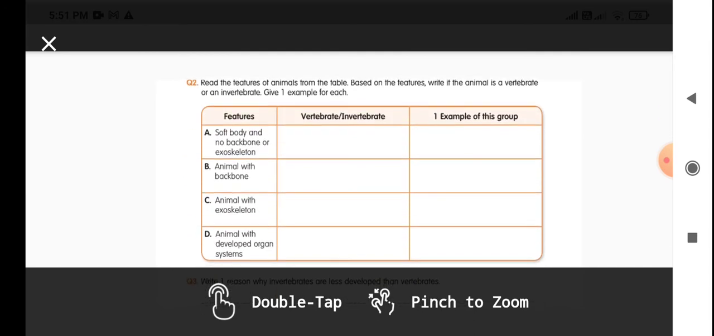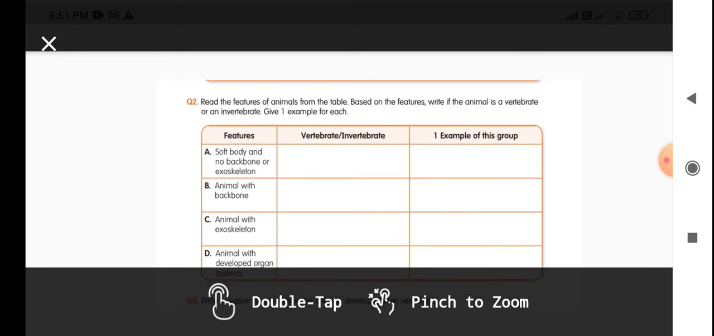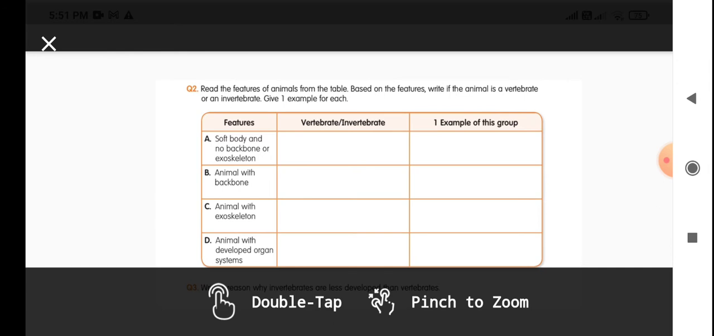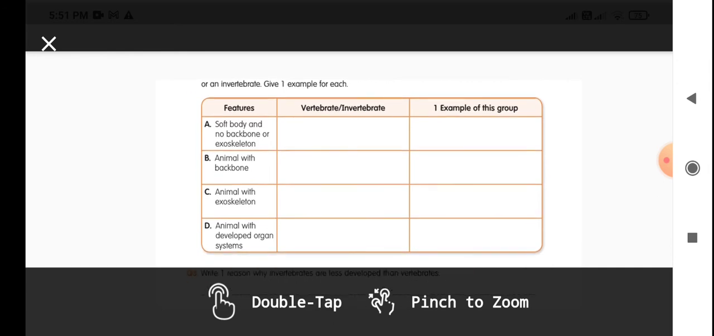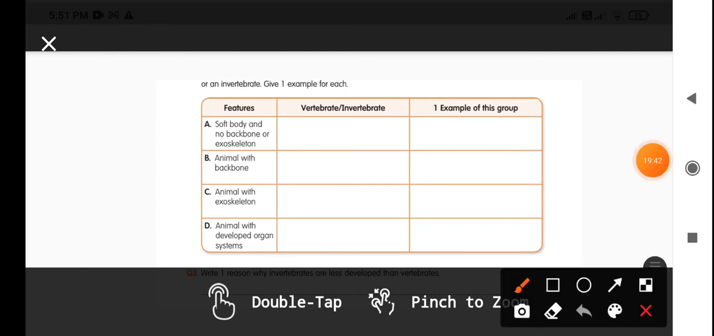And the next one: read the features of animals from the table. Based on the feature, write if the animal is a vertebrate or invertebrate and give an example for each. You have to write this on your own, children. I'll give you a clue. Soft body and no backbone, or they have only exoskeleton. What do we call such animals? Definitely they are invertebrates because they have an exoskeleton. One example you can give on your own, any invertebrate name. You can write mosquito, housefly, bed bug, so many, snail.